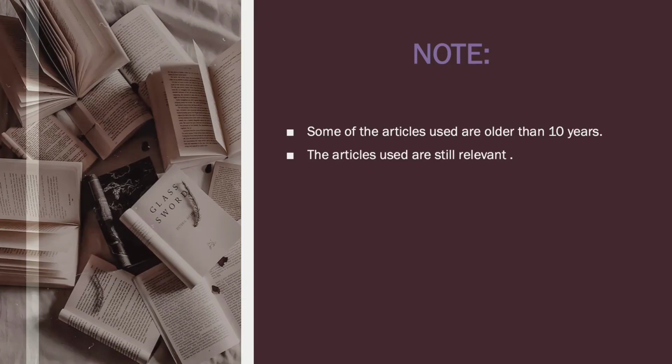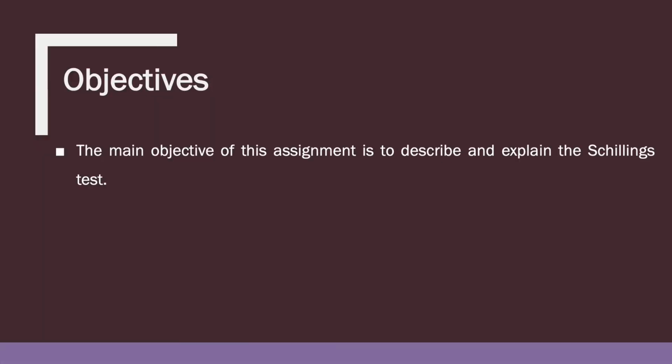Before we start, please note that some of the articles used throughout this assignment are older than 10 years. This is due to the Schillings Test not being a common examination anymore and not much data being published about it. These articles are still relevant as they are referenced in the 2021 StatPearls guidelines. The main objective of this assignment is to describe and explain the Schillings Test.